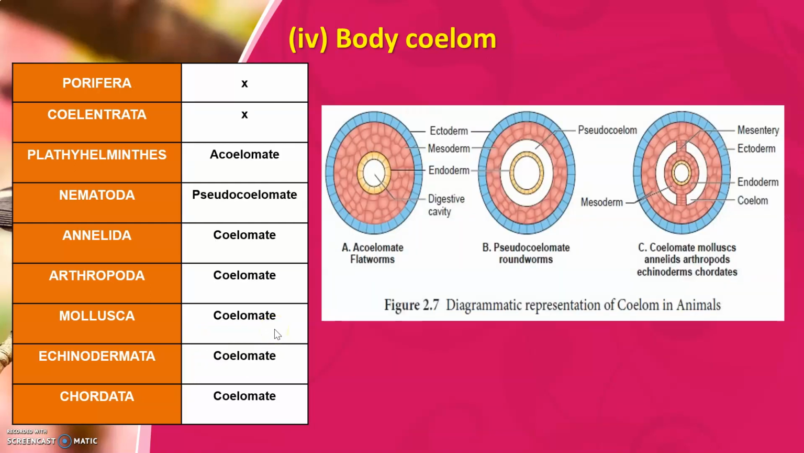In terms of body coelom, what is coelom? Coelom is the fluid filled cavity present in between the germ layers. Platyhelminthes they are acoelomate. For Nematoda they are pseudocoelomate, means that it is partially coelom. Starting from Annelida up until Chordata, they have true coelom. So they have 3 germ layers, starting from the ectoderm, endoderm, and also mesoderm, and also coelom.